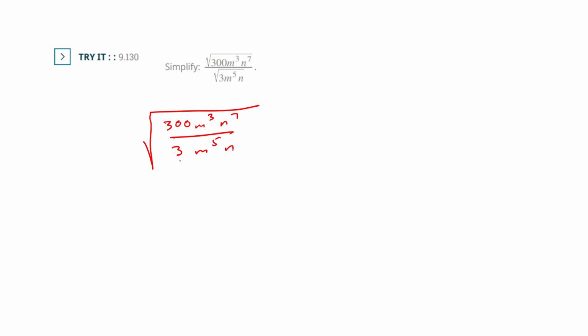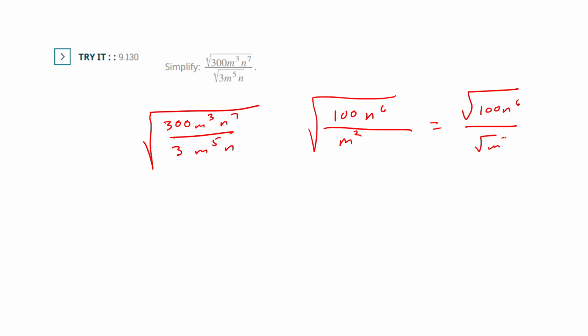Okay, so I'm going to deal with this. Do you see they're both divisible by 3, so I'm going to have 100 on the top. Now I have 3 m's on the top and 2 on the bottom. That's going to leave me 2 m's on the bottom. I've got 7 on the top and 1 on the bottom. That's going to leave me 6 n's on the top. Now let's turn that back into individual square roots. And I'm going to get 10 n to the third over m.